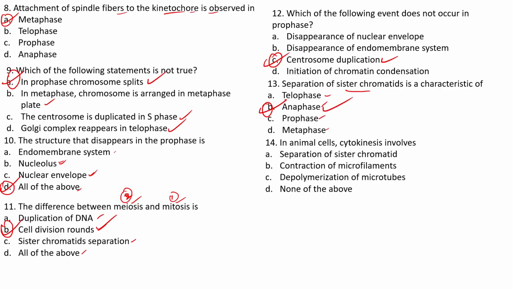The next question, in animal cells, cytokinesis involves separation of sister chromatids, contraction of microfilaments, depolarization of microtubules, or none of the above. Okay, it is mainly the contraction of the microfilaments. The cleavage furrow, which we have seen during cytokinesis, is the pit-like structure that is mainly formed. The cleavage furrow starts to deepen gradually mainly because of the contraction of the microfilaments.